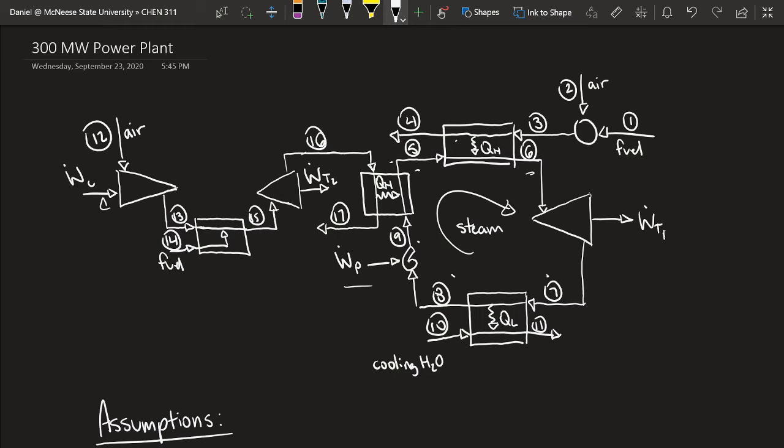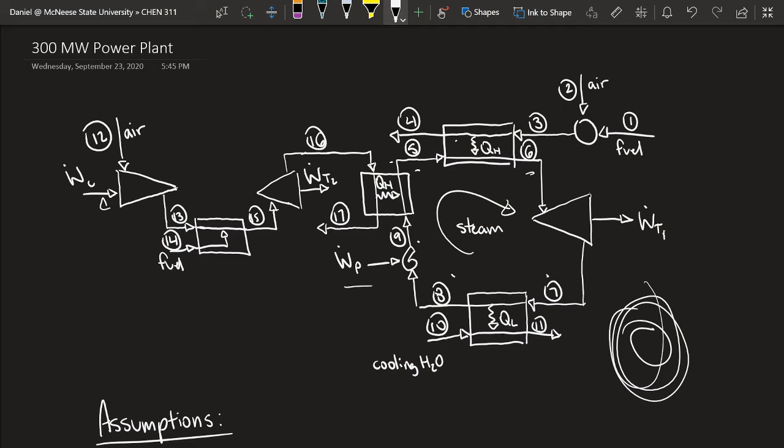And then later on we cool down the steam even more right here so that we can pump it through the pump again and just keep sending it back around and around this cycle.